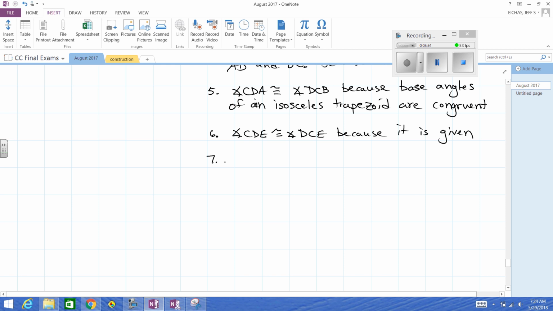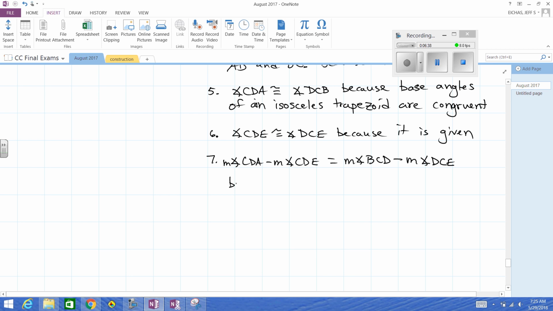So now we'll go through that subtraction. Okay. So now we have angle CDA. I'm going to actually do measure of. Okay. So it's going to be measure of angle CDA minus the measure of angle CDE should then equal the measure of angle BCD minus the measure of angle DCE.